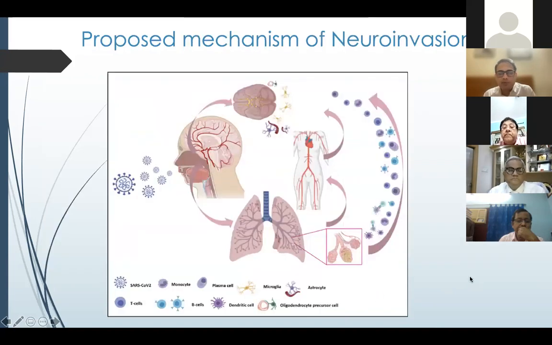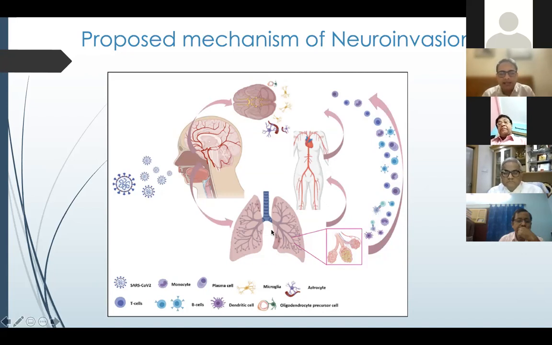So this is the proposed mechanism of neuroinvasion. There are multiple ways it can reach our nervous system. One important route, which our chairperson just mentioned, is the transnasal route. It can invade the olfactory epithelium, and through that reach the cribriform plate and olfactory tract, and gain entry into the brain. This nasal spread is also known in other neurotropic viruses, including herpes.